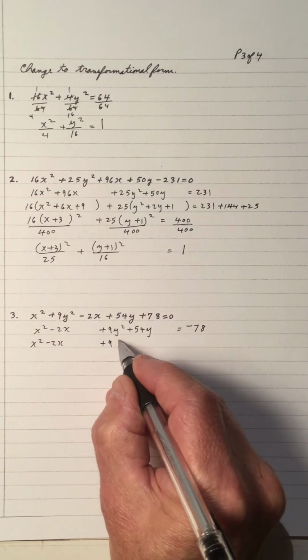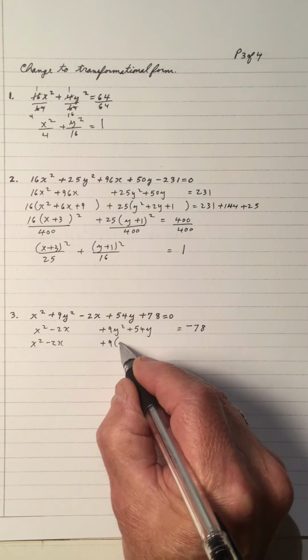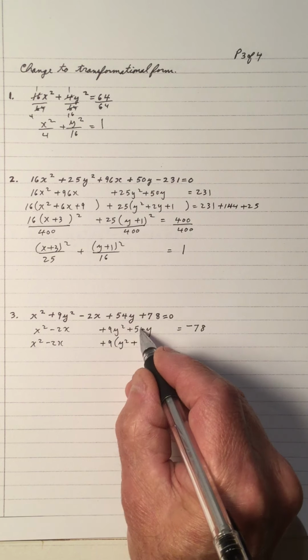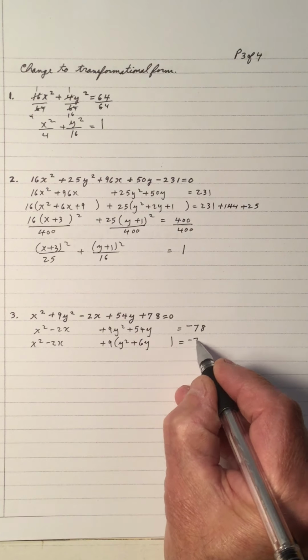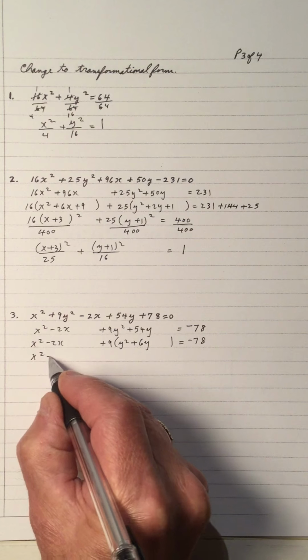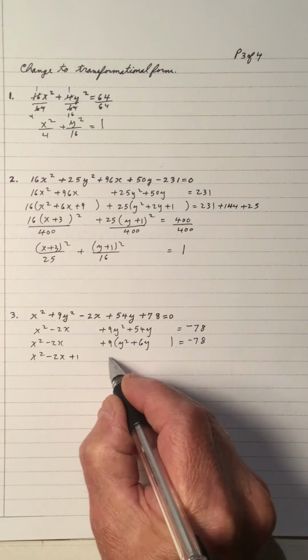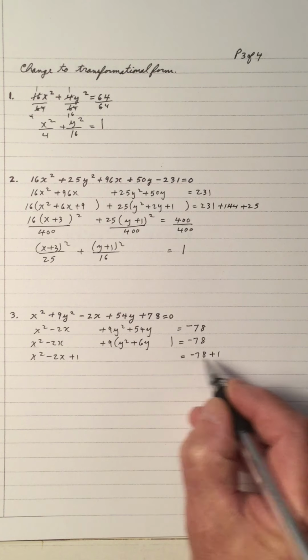Take the 9 out because of the GCF. Remember the coefficient we want is 1 here. 1 here is y squared, and 54 divided by 9, 6 9s are 54. Okay. So we complete the square. There's x, a half of negative 2 is negative 1 squared is 1. So we balance it with a 1.